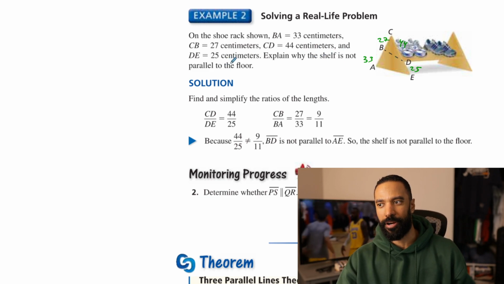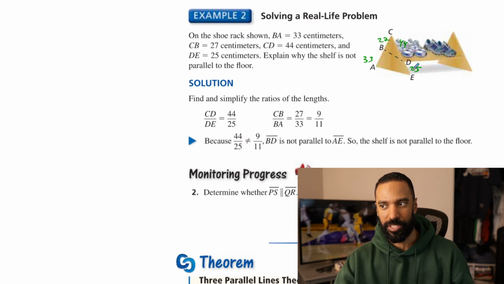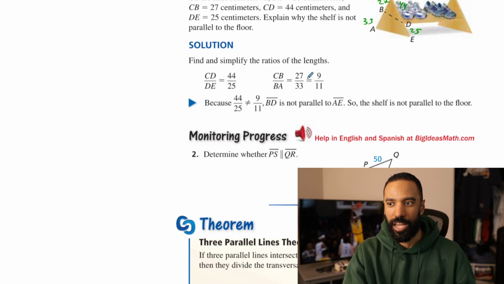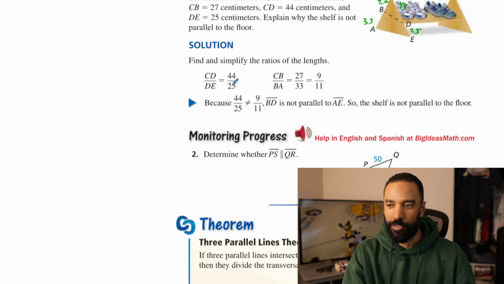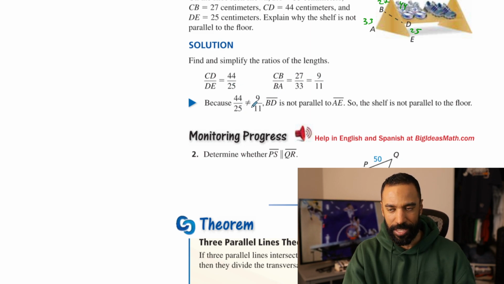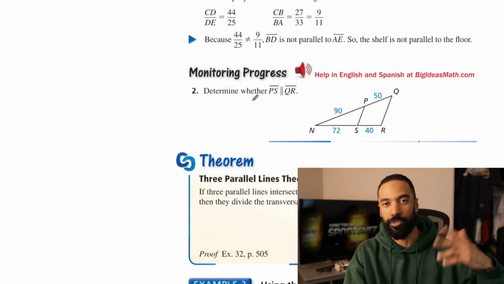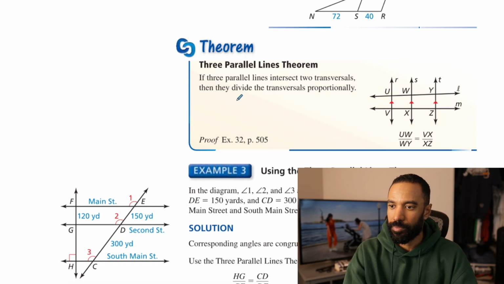Explain why the shelf is not parallel to the floor. Because these aren't in proportion to each other. 27 over 33 doesn't equal the same as 44 over 25, which is kind of what they're showing there. 44 over 25 is that number. 27 over 33 reduces to 9 over 11. They're not the same thing. Because they're not in proportion, then they're not parallel. So I guess they're going straight from the implication to that.